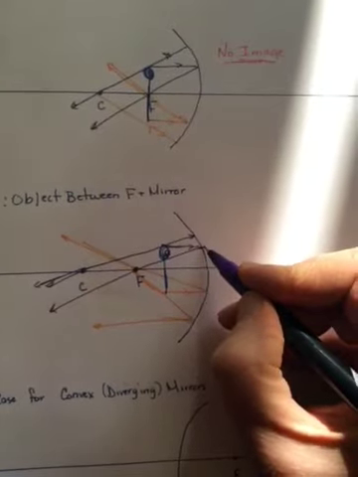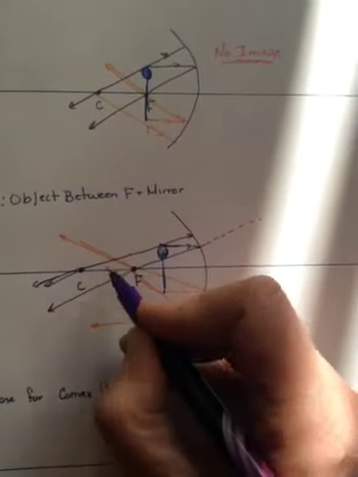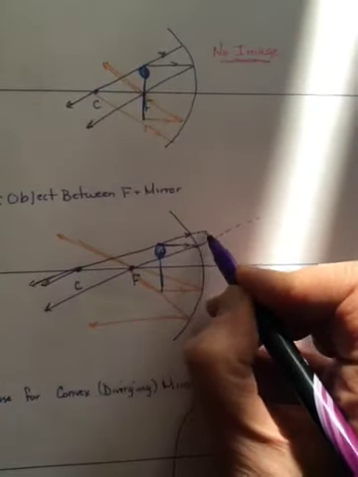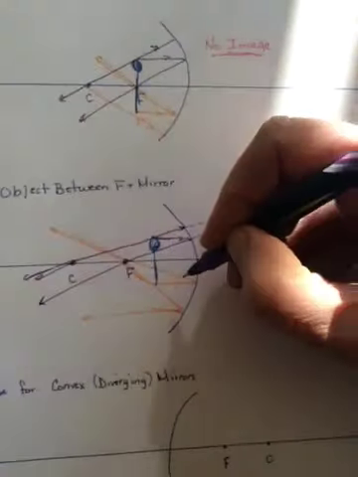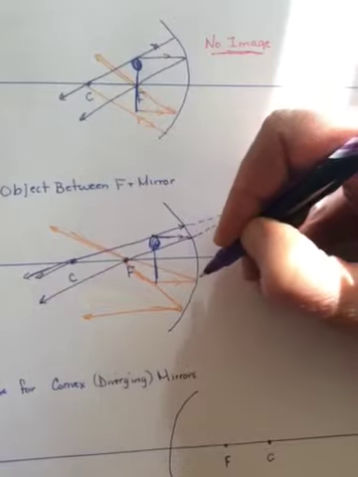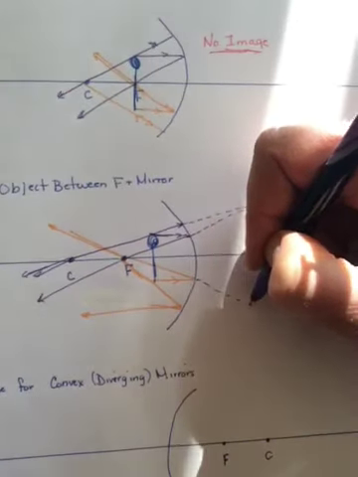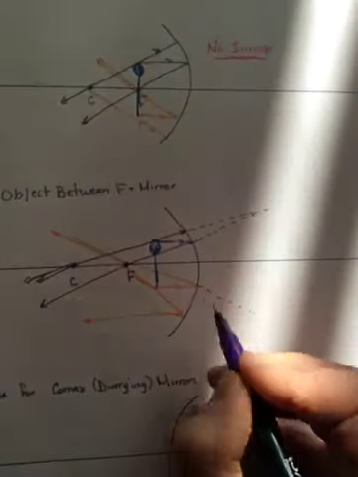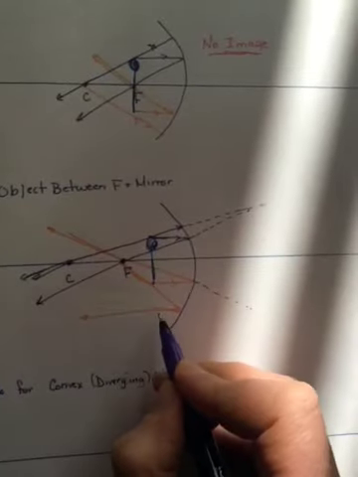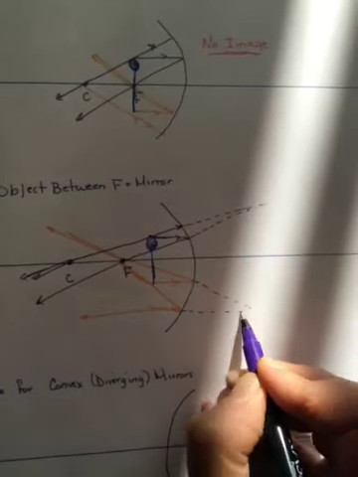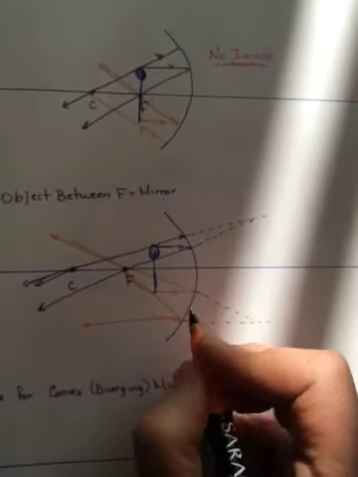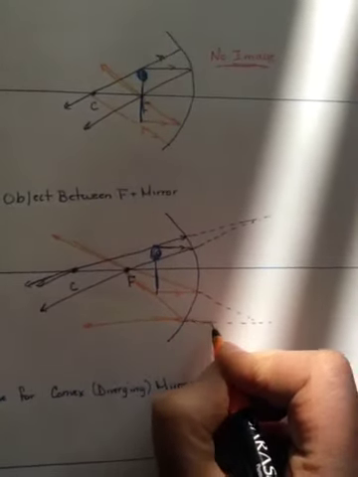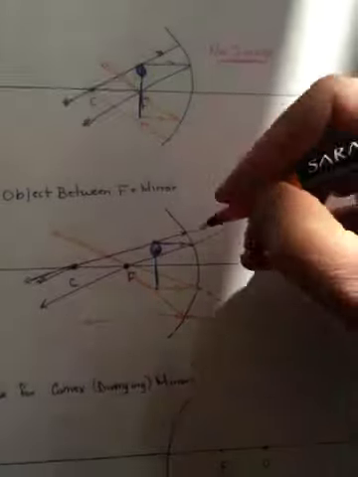So if we follow these back, because they're actually diverging, you will get an image formed back here. And if you follow the reflected rays back, so this one, and this one. Oh, I followed that one with the wrong color. Shoot, this is orange. And orange.